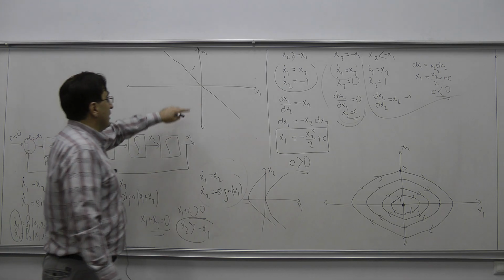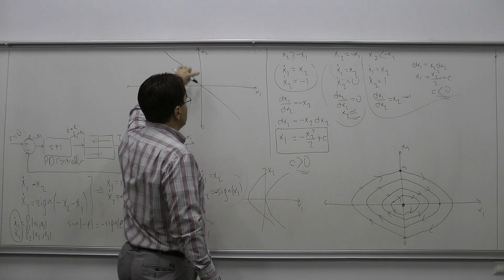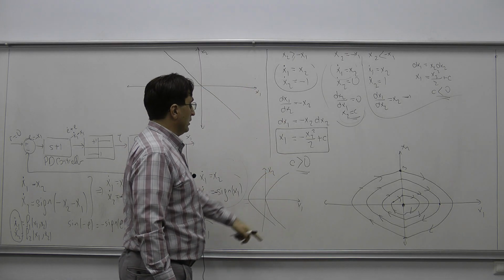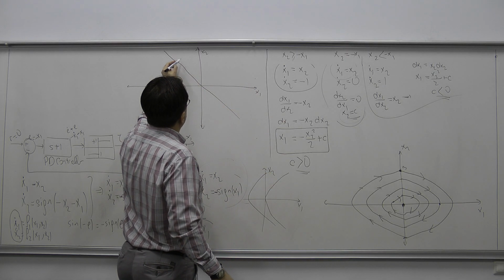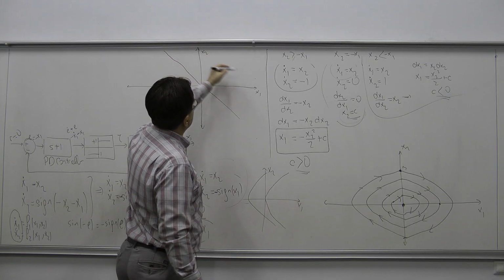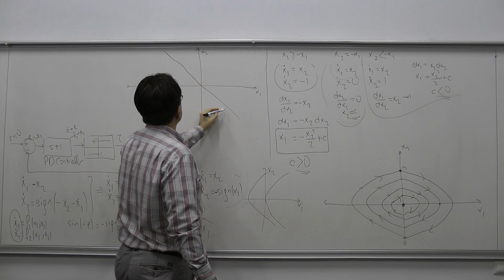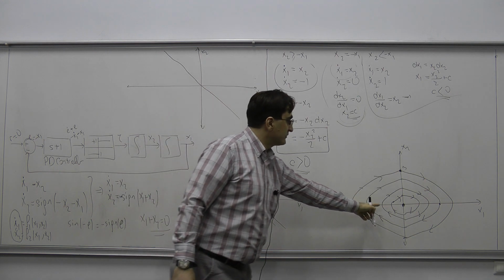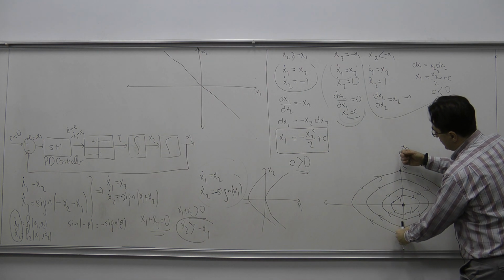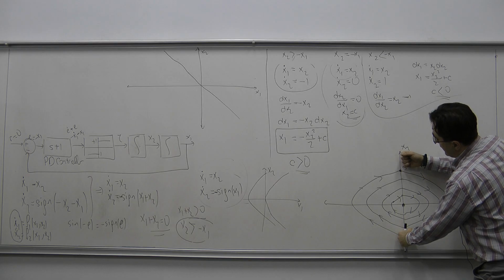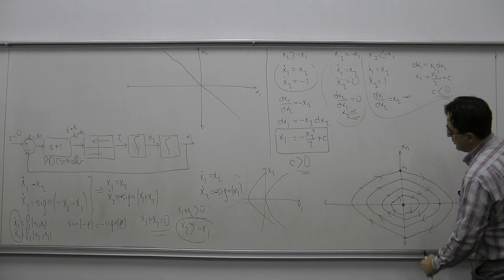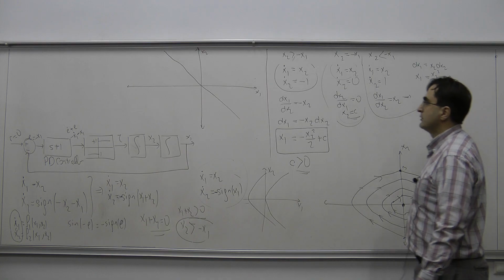So as a result, I can actually draw my trajectories as before. On this part, I would have this type of parabolas, and on this part, I would have this type of parabolas. Okay? Just like this. Here, I have taken this switching line, and I have rotated it to the x1 is equal to minus x2 line. Okay?